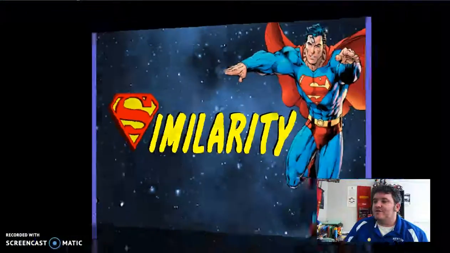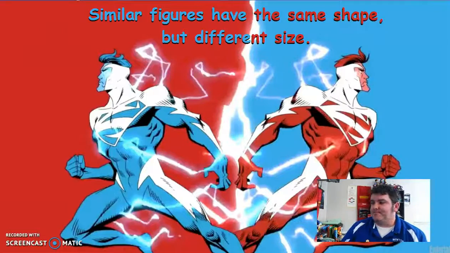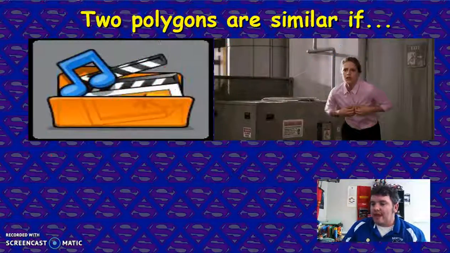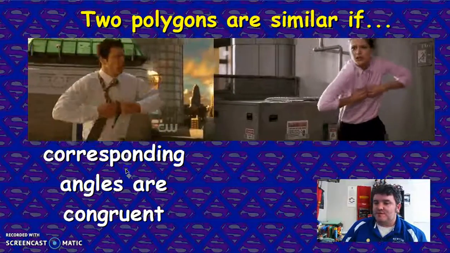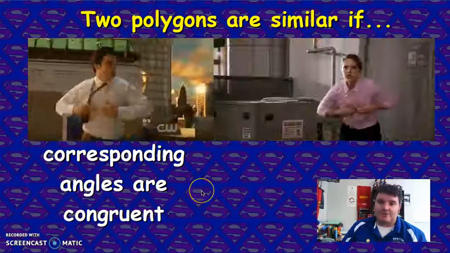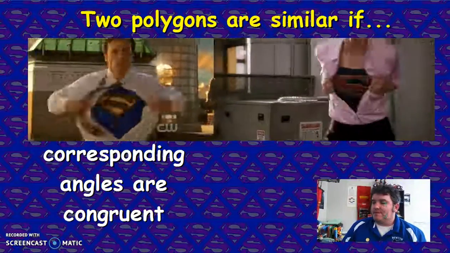So similar figures are figures that have the same shape but different size. So they get bigger, they get smaller, but that's it. Now we can tell that they're similar if we have two different criteria. The first being that all of the corresponding angles are congruent. If all the angles are the same, we're good.